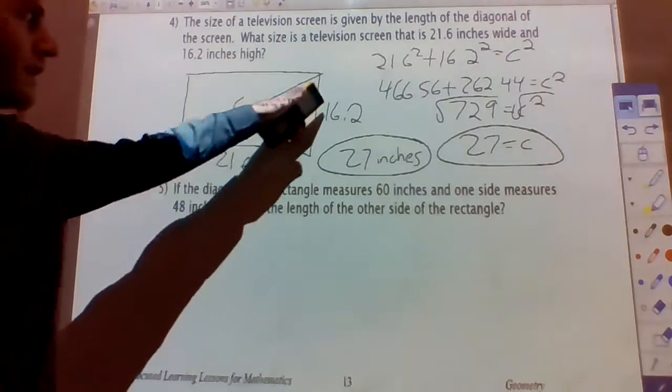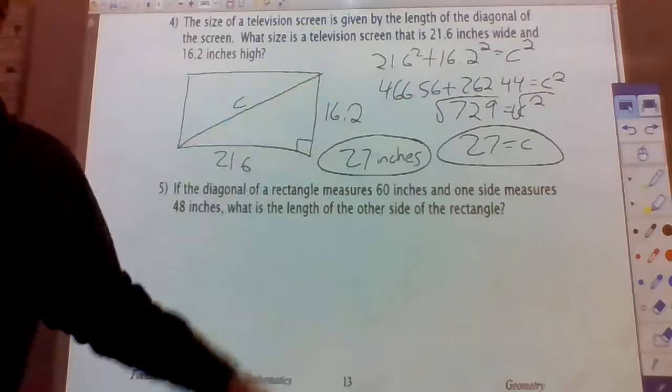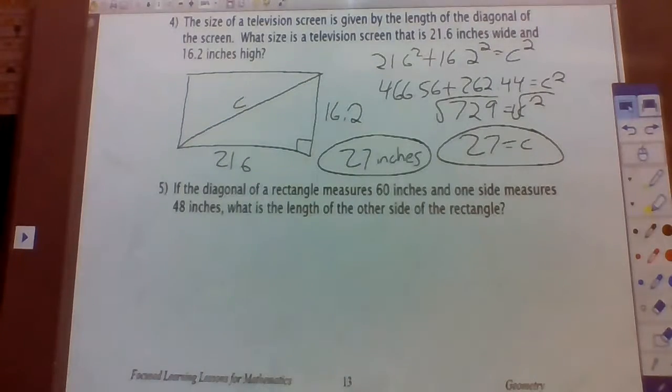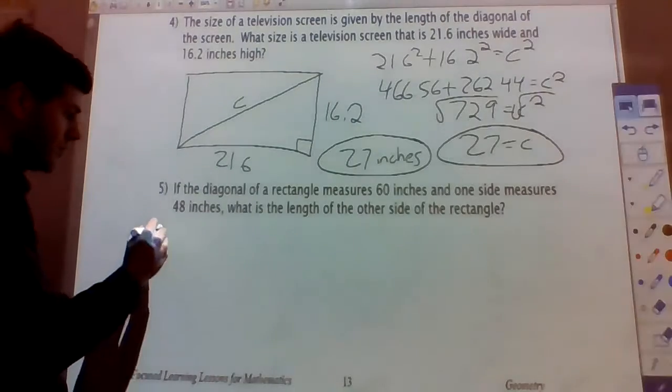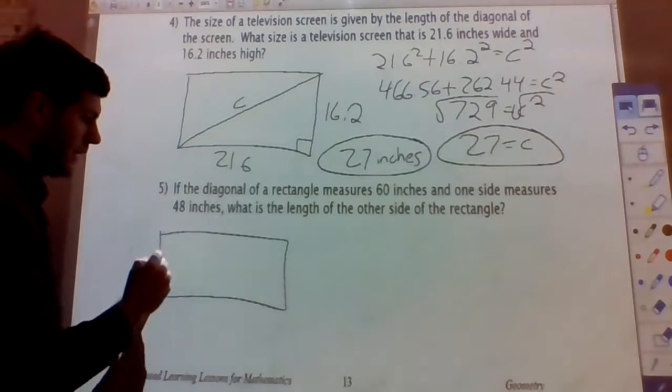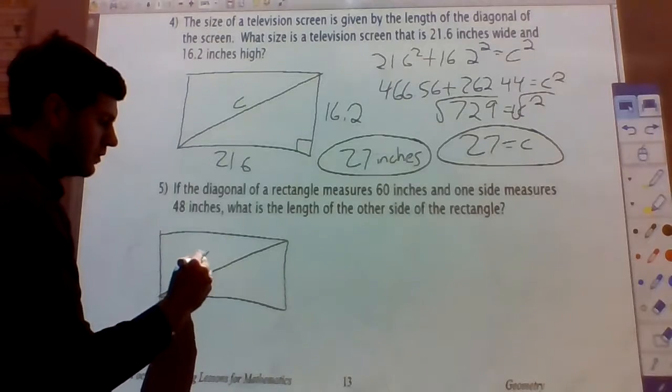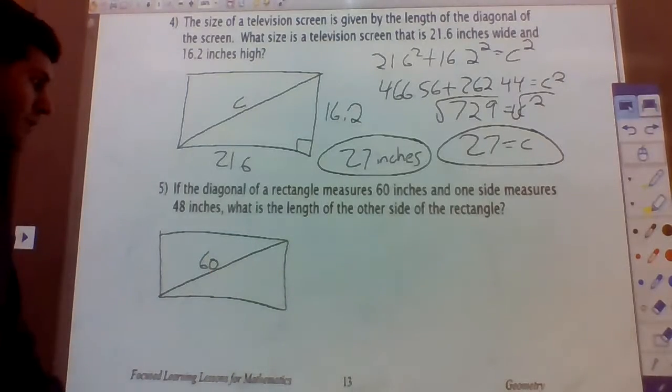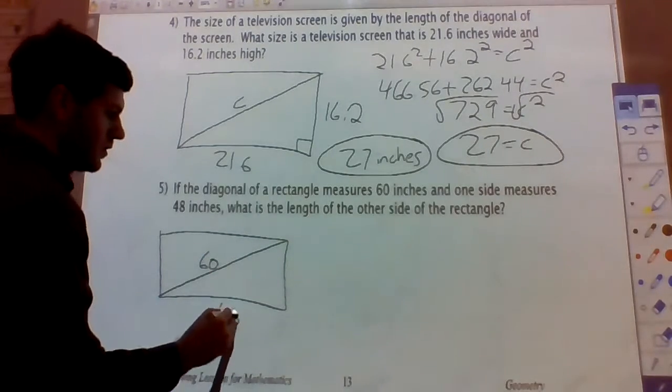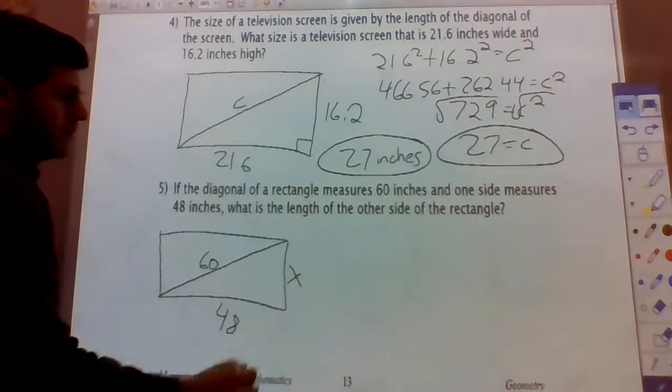That's the length of the diagonal. So we have a 27-inch TV. Okay. Item 5, if the diagonal of a rectangle is measured, so we have a rectangle. The diagonal is measured to be 60 inches, and one side is measured to be 48 inches. What is the length of the other side?